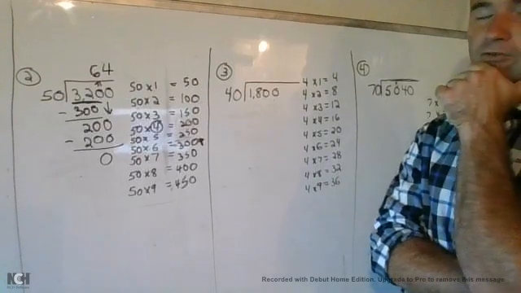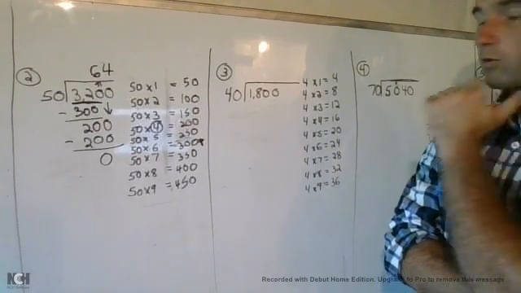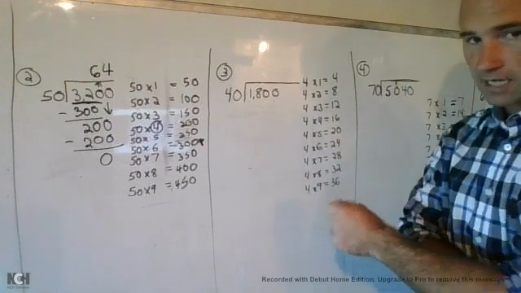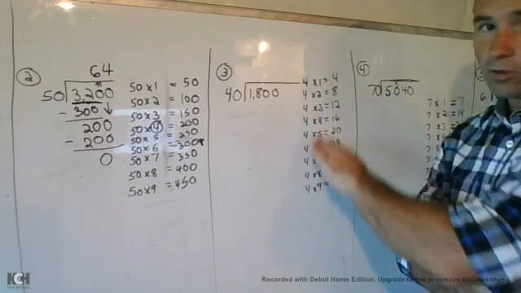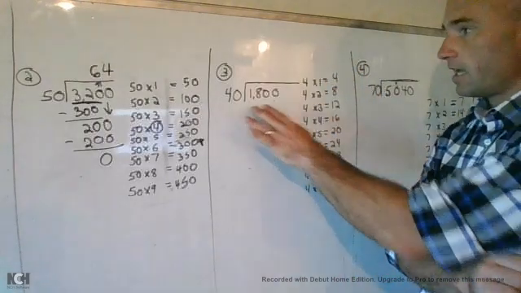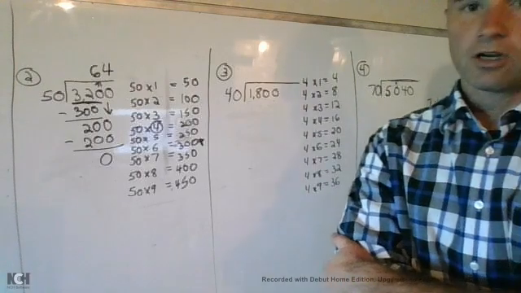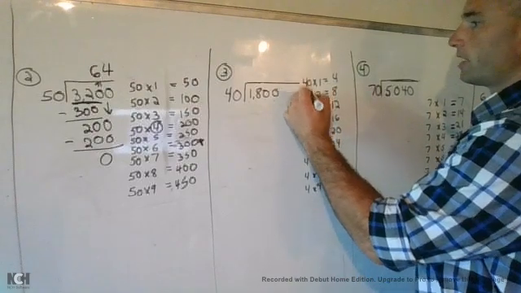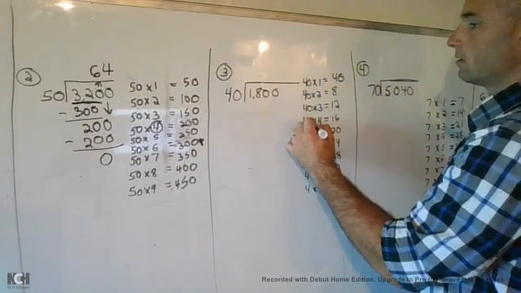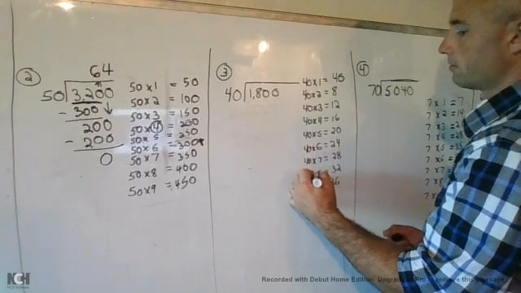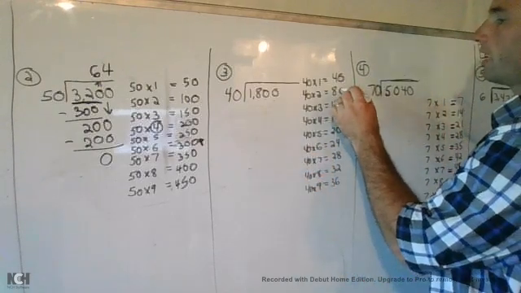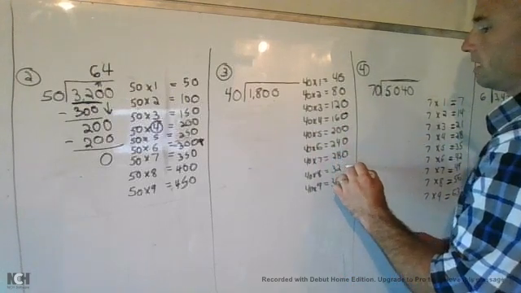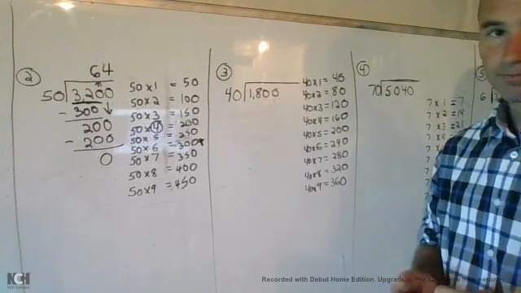$1,800 divided by 40. Well, I've done my 4 times tables, but I want to make them into 40 times tables. So I'm going to let you do that next step, and then divide 40 into 1,800. Go ahead and do that now. So by doing that, you should have gotten your multiples become multiples of 40. 40, 80, 120, 160, 200, 240, 280, 320, 360.